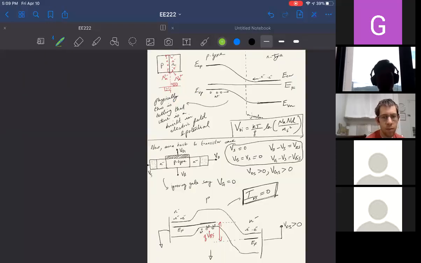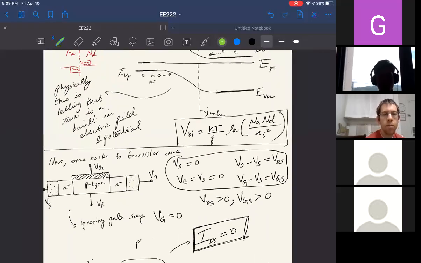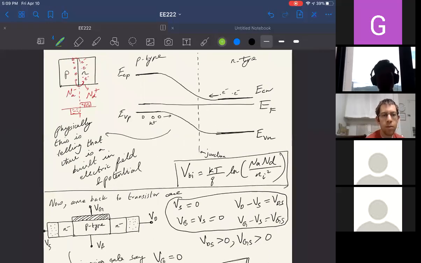So if you look at the energy, how does it look? Here I've shown the energy diagram of a p-n junction. In the p-type material, you see the Fermi level is close to the valence band. In the n-type material, it is close to the conduction band. But when you go from the n-type to the p-type material, you have this built-in potential because of the diffusion that I mentioned here.